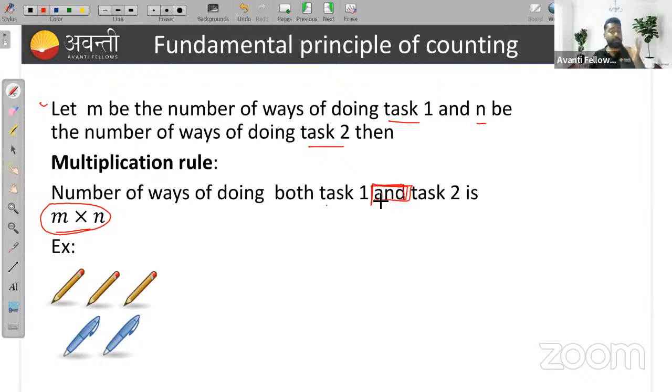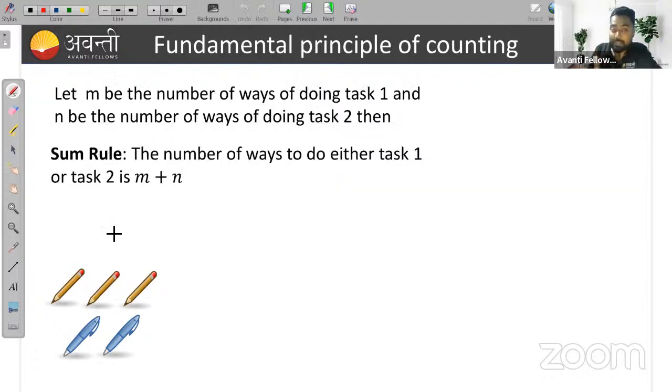But what is the fundamental principle of summation? If m is the number of ways of doing task 1 and n is the number of ways of doing task 2, then the number of ways to do either task 1 or task 2, where we use the word 'or', is m plus n. This is the sum rule. I hope this is clear to everyone.